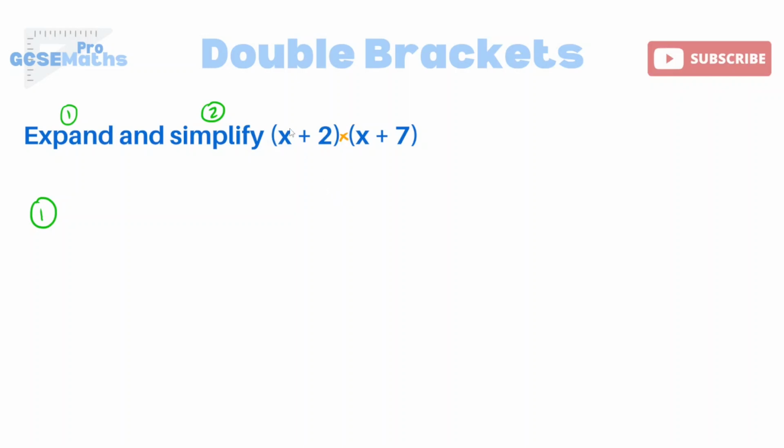So we have to multiply the first term by both terms in the second bracket, okay? So the first term in the first bracket is x. I'm going to times it by then the first term in the second bracket, which obviously is also x. X times x, well, they're both positive, so we've got positive x squared.